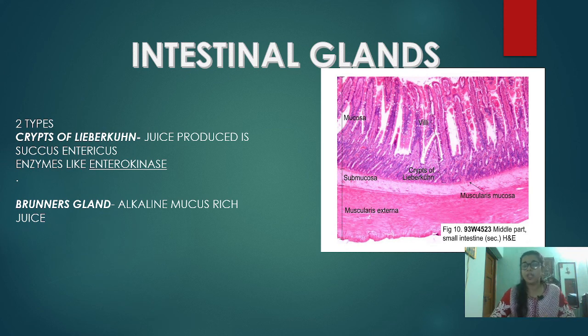So, by the end of this video, we have completed the first part of the digestion, that is the alimentary canal and the associated glands. In the next part of the video, we are going to discuss how the digestion of carbohydrate, protein and fat takes place.